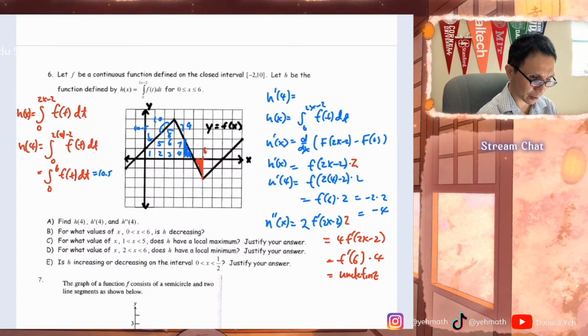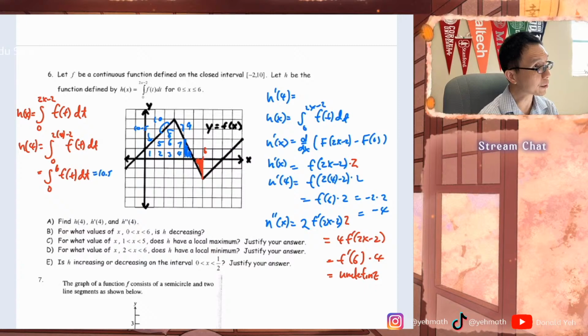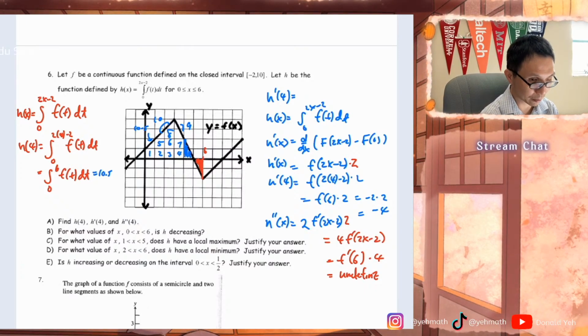The work of this is kind of massive. There's a lot of work on this question. This is probably the most work of.